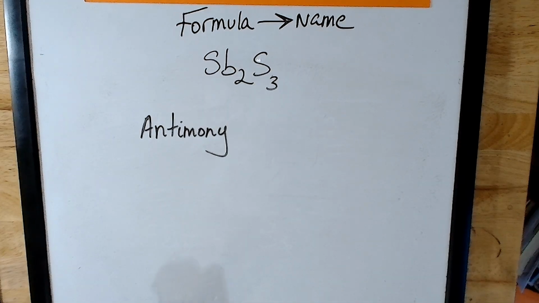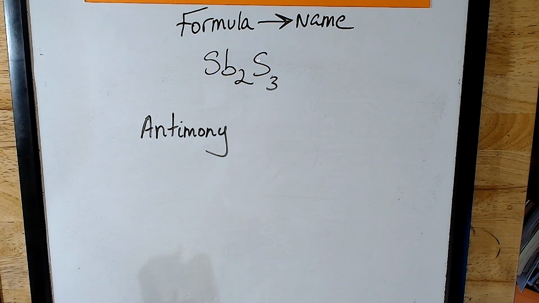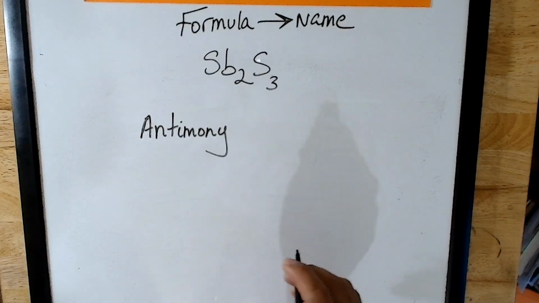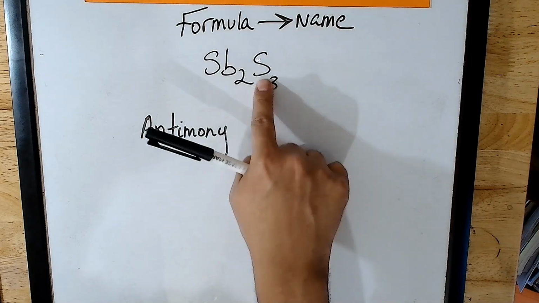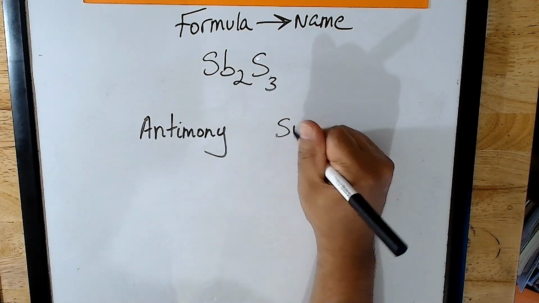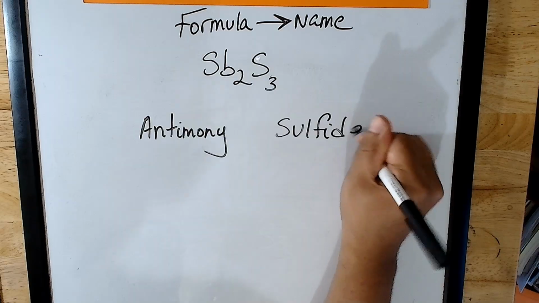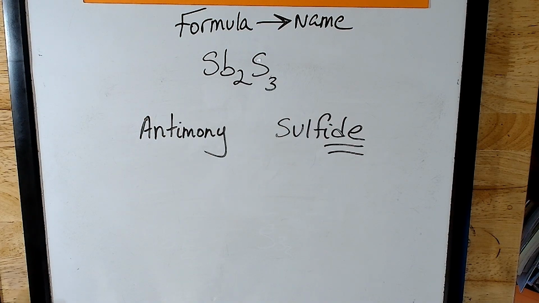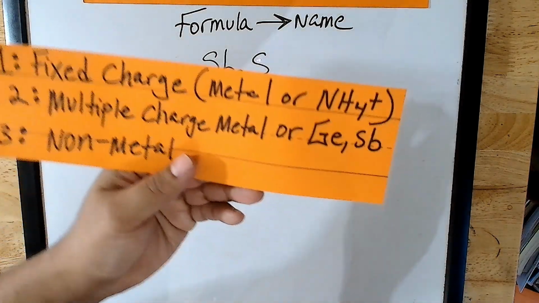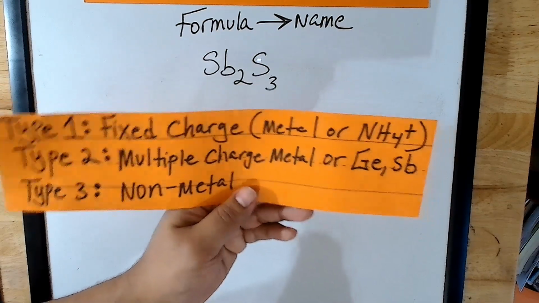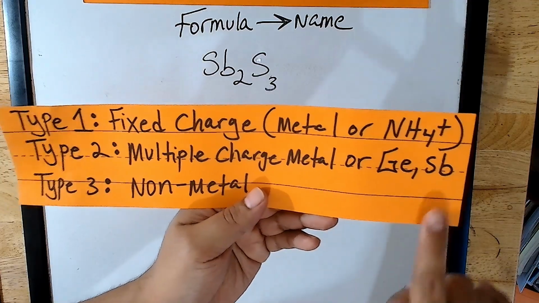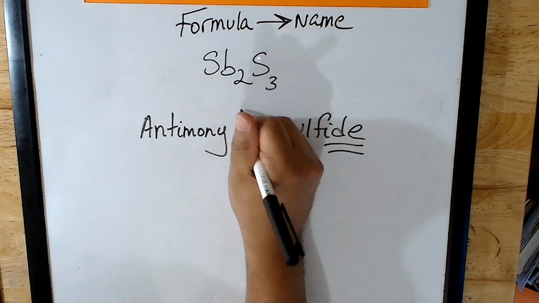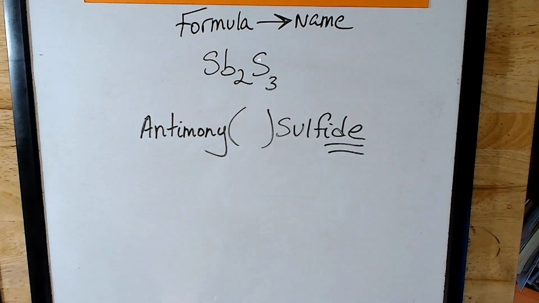The second step is to name the second element or polyatomic ion. It's an element, so I'm going to change the ending to -ide. So instead of saying sulfur, I'm going to say sulfide. We already determined that it's a type 2 because the cation at the first part happens to be antimony. So therefore, we need to have parentheses.